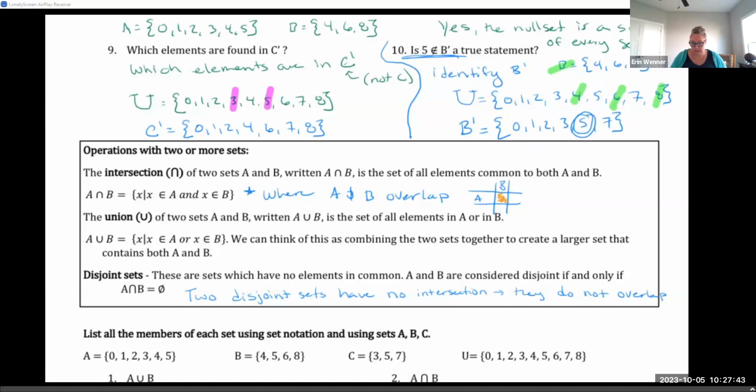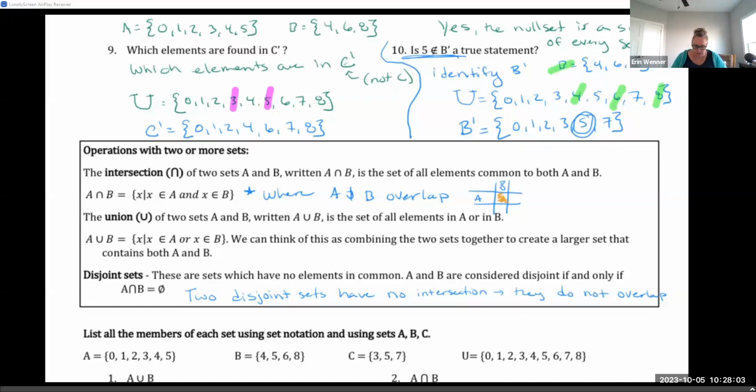But if we were to think of the sets of lions and tigers, there actually is a liger. A liger is a real thing. It's when a lion and a tiger mate, and they produce a liger. And so that would be considered the overlap, or where those two sets would intersect.